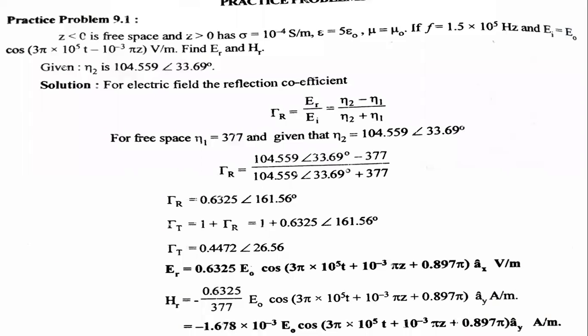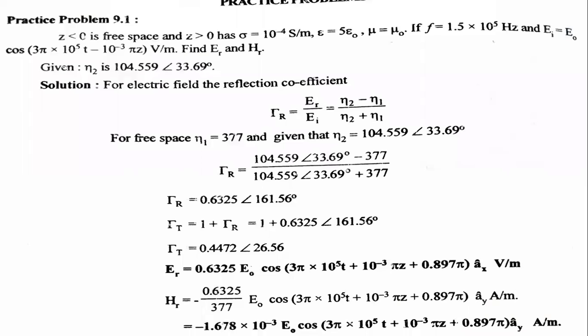Er and Hr, what is that? Er is nothing but, you can say, the electric field equation by considering the reflection coefficient at the receiving point. Similarly, Hr is the magnetic field at the receiving point. So what is given in this case? The given is that eta 2 is 104.559 angle of 33.69 degrees.